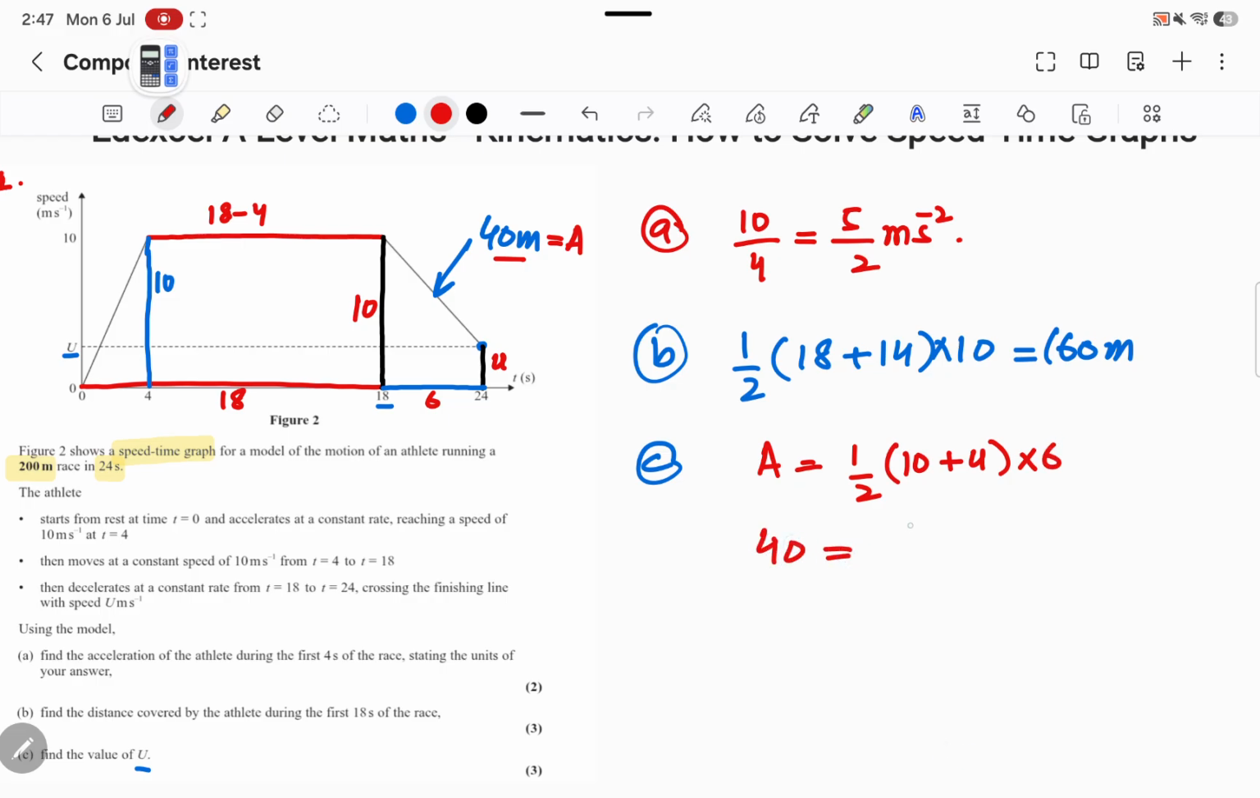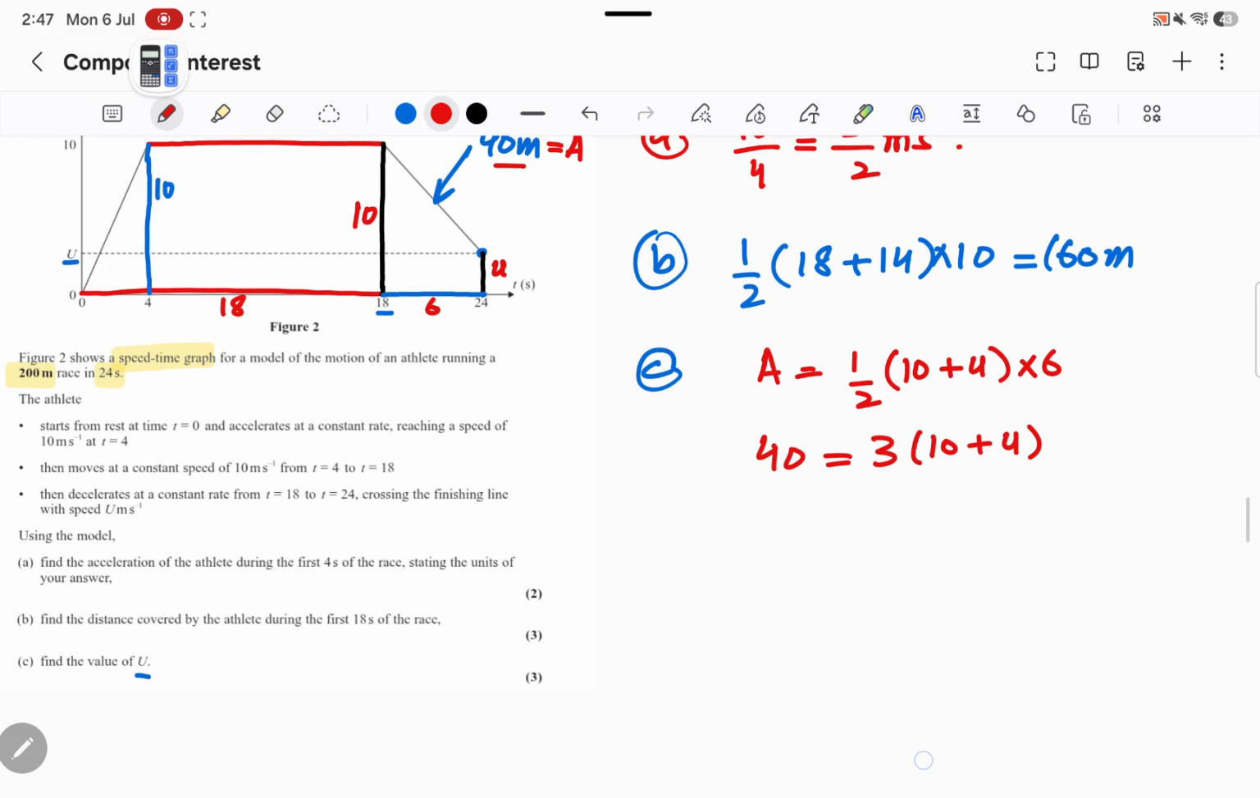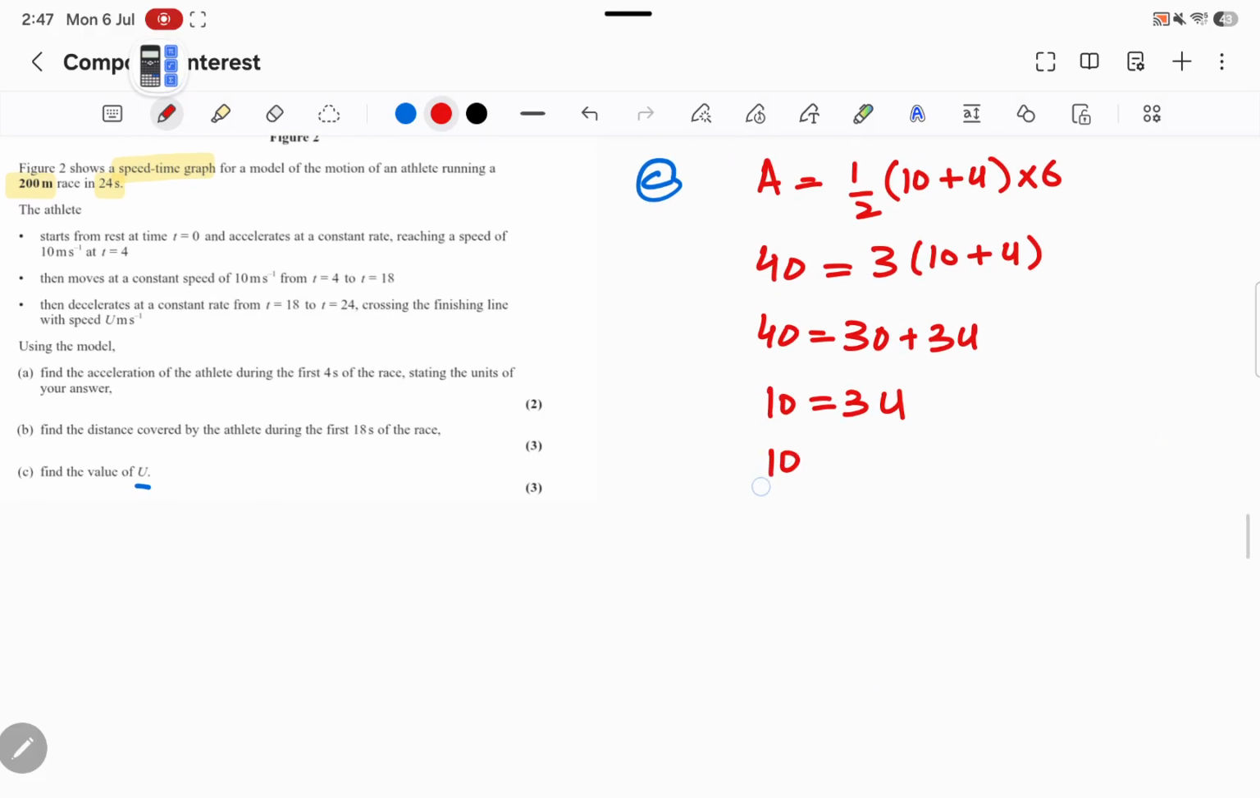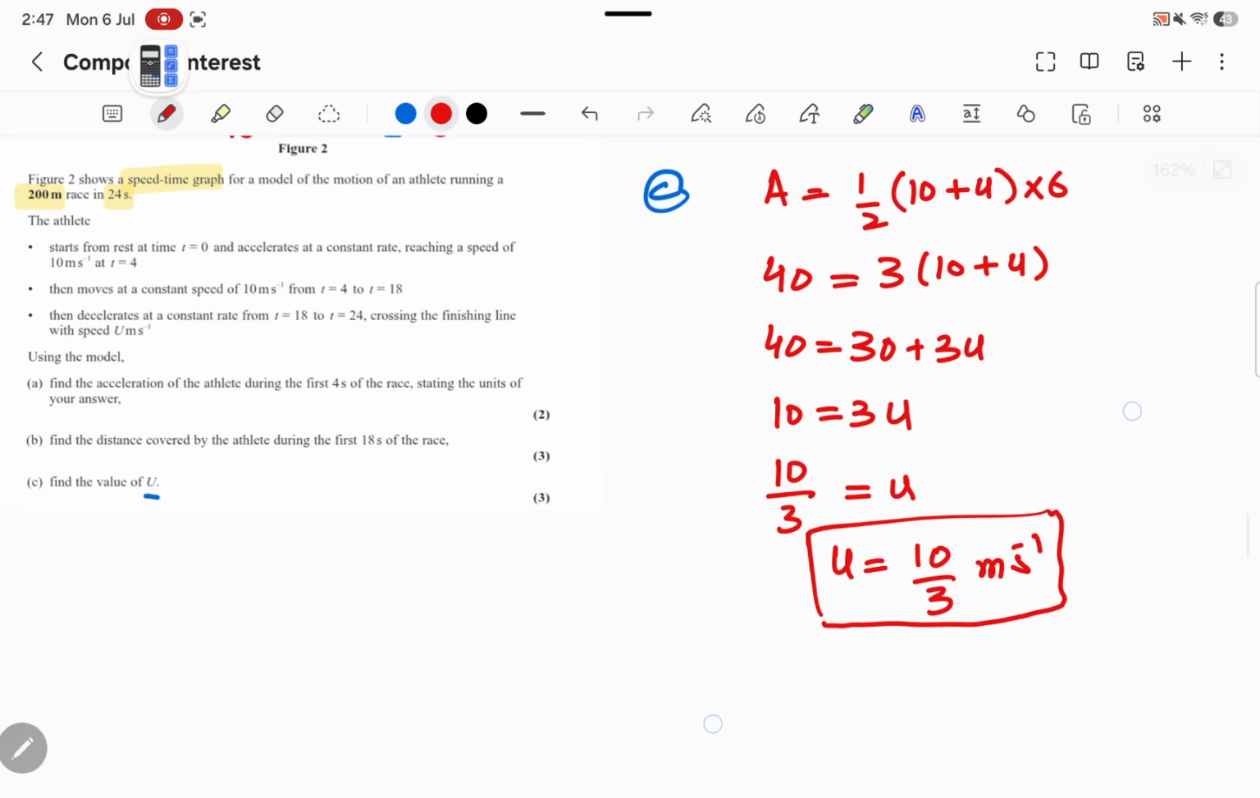So 40 equals this expression, which is 6 divided by 2 is 3 times 10 plus u. If you take 3 inside, it's 40 equals 3 times 10 is 30 plus 3u. If you take away 30 from both sides, it's 10 equals 3u, and divide by 3 on both sides, so u is 10 over 3 meters per second. So the athlete reaches the finish line with this speed.